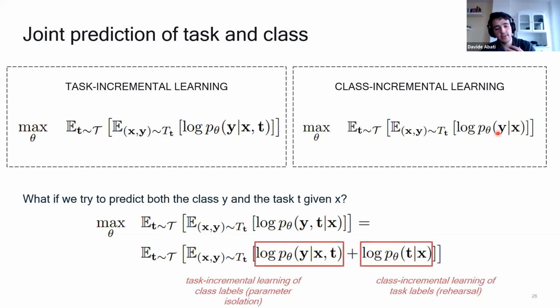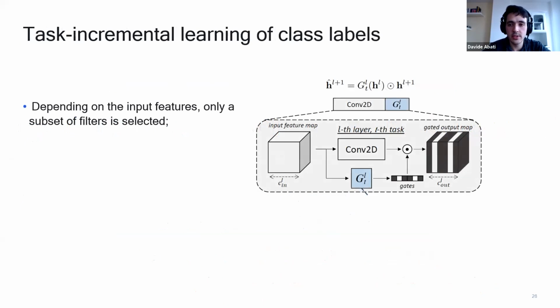So this objective is twofold. On the one hand, we have task incremental learning of class labels. This will be regularized against forgetting with parameter isolation. On the other hand, we have class incremental learning of task labels. This is a bit confusing, because it's called class incremental learning, but we will have a single head over the task labels. I will explain it later. And this is regularized with rehearsal. But the important thing is that given an input, in the end we will try to predict both the class and the task. All right, so this is the core of our model.